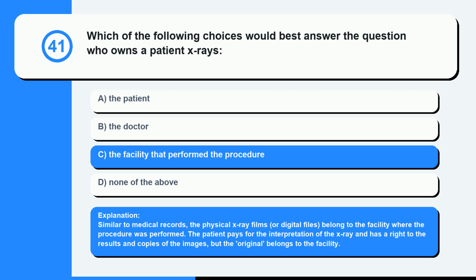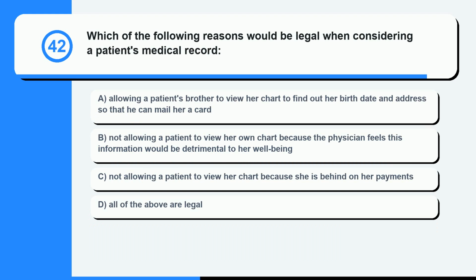Question 40. Which of the following choices would best answer the question who owns a patient's medical record? A. The patient. B. The physician. C. The legal counsel of the office. Or D. No one owns a medical record. The correct answer is B, the physician. Legally, the physical or electronic medical record is the property of the physician or the healthcare facility that created it. However, the patient owns the information contained within the record and has a right to access or obtain copies of it under HIPAA.